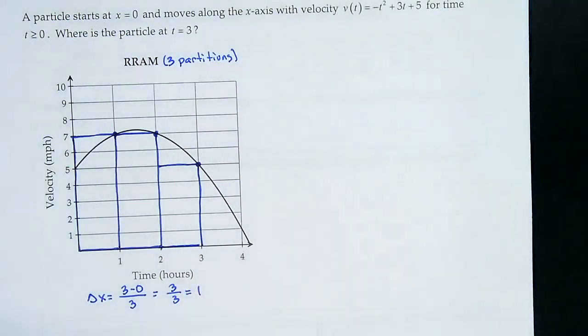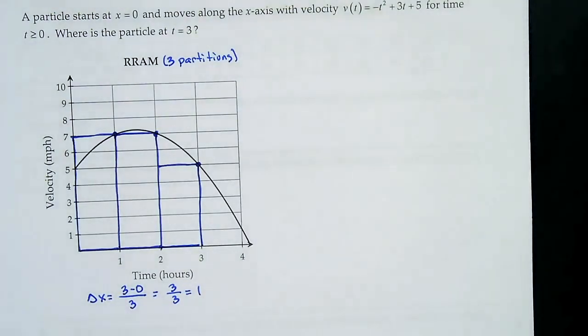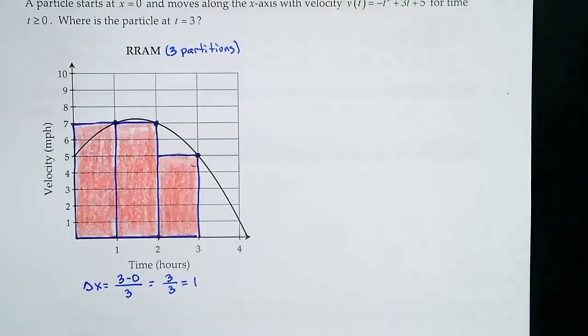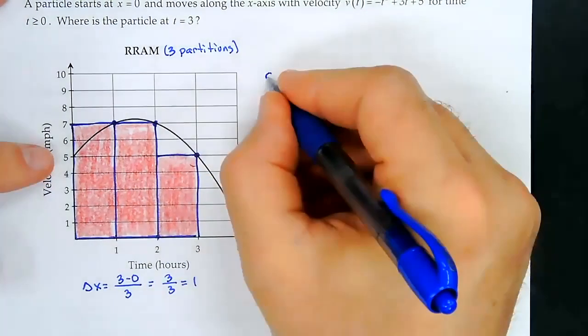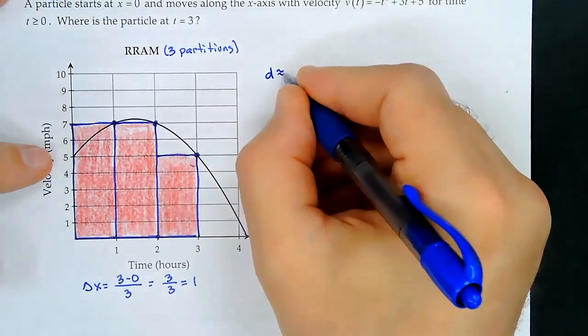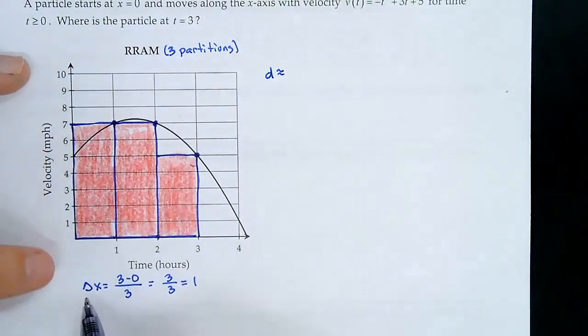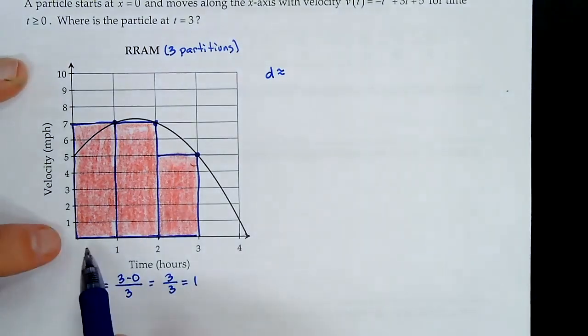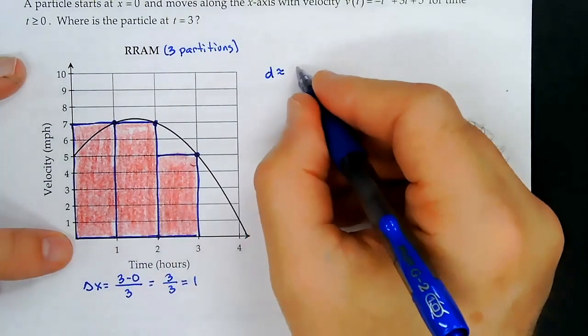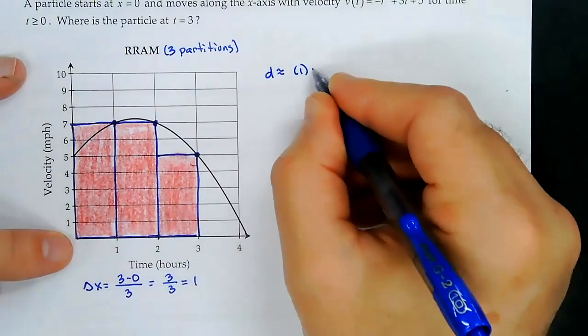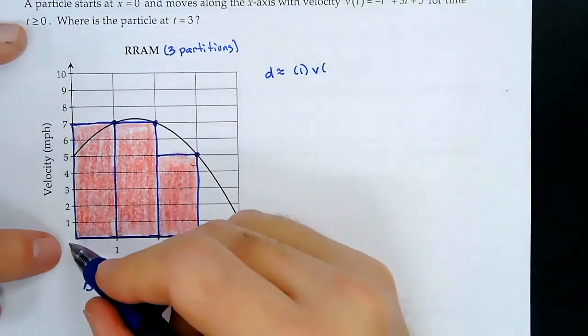All right, and I'm going to pause it, and I'm going to shade these in. All right, so I've shaded them in. Okay, so this time to get an approximation for our distance, because our partitions' width is going to be 1 each time, we're going to go from 0 to 1. So that'd be 1 times V of, now we're not going to start with the starting point.